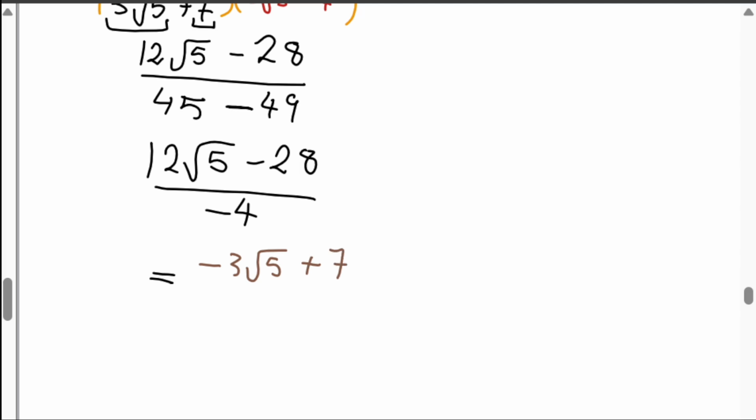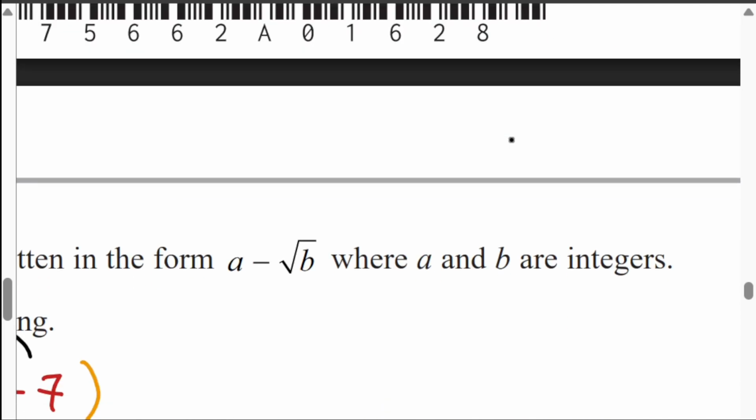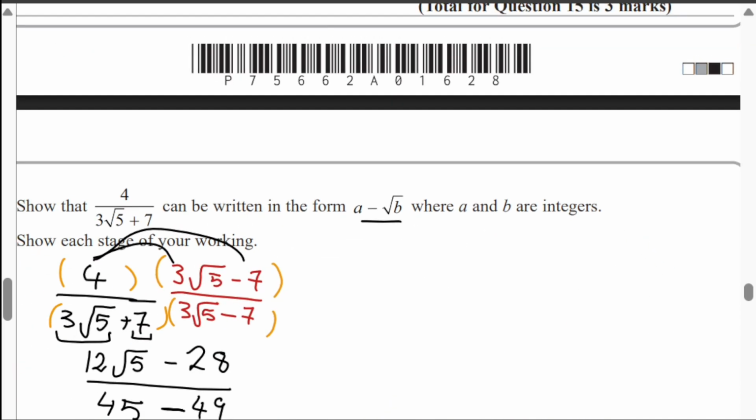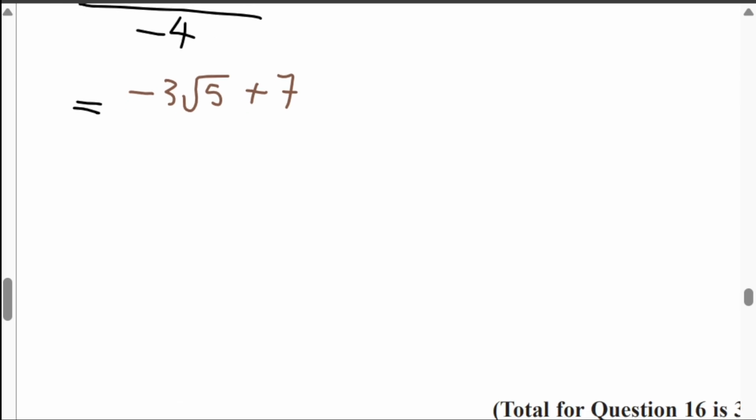This is very good. Now let's look at the question. The question says, write it in the form a minus root b. So we need the number to come first. I write it as equals 7 minus 3 root 5. I just wrote the 7 first. I didn't do anything else here.